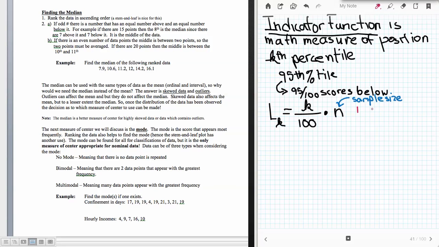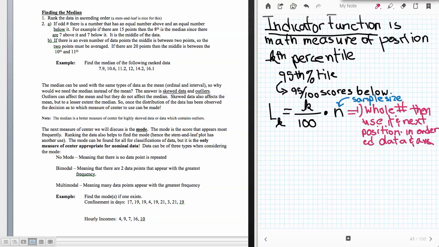Now, one of two things can happen. Number one, we could get a whole number. So this could equal a whole number. And if it equals a whole number, then the measure of position we're going to need is actually going to use two of them. So with this whole number, we're going to use it and the next whole numbered position. So we're going to go back to the ordered data, and we're going to choose the whole number that we got and the next whole number, and we're going to average them.